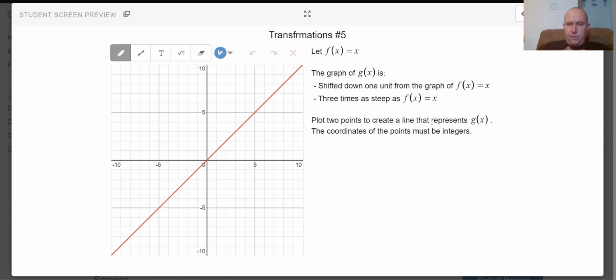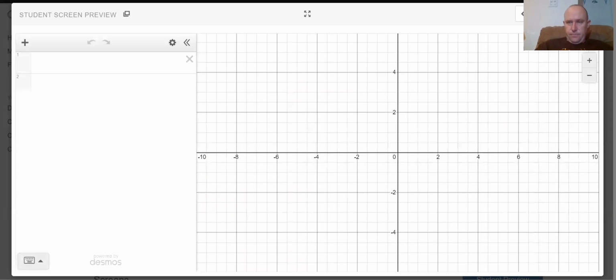This one we've got to actually graph something. So let's read what it says. The graph of g of x is shifted down 1 unit. So when I'm shifting down, I'm looking from the y-intercept. So I'm going to go down 1 square. And it's 3 times as steep as this. So this is a slope of 1. So 3 times as steep, 1 times 3 is 3. So I need a slope of 3, which means I go up 3 squares and then right 1 square. Up 3 squares and right 1 square. Normally, of course, once you've plotted 2 points, it will join it up. I just had to go to a little bit more trouble there.